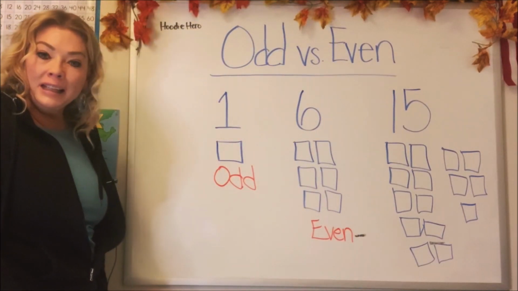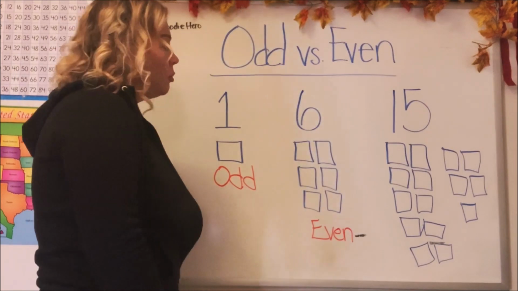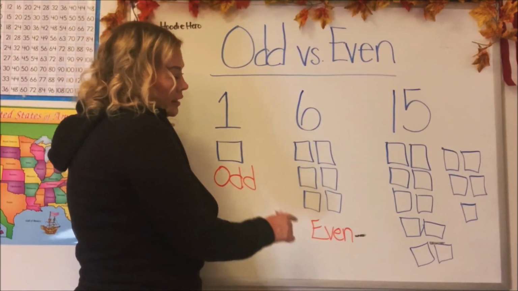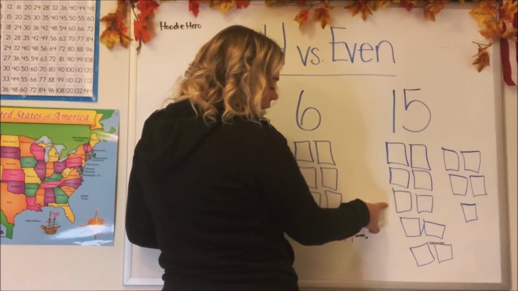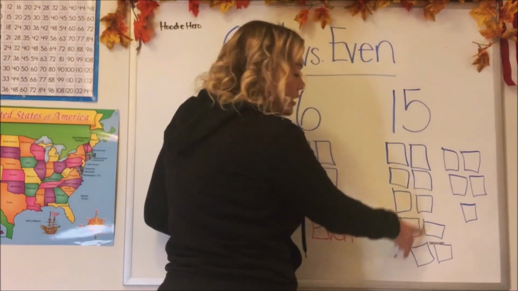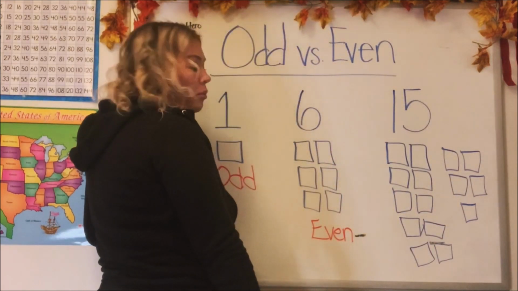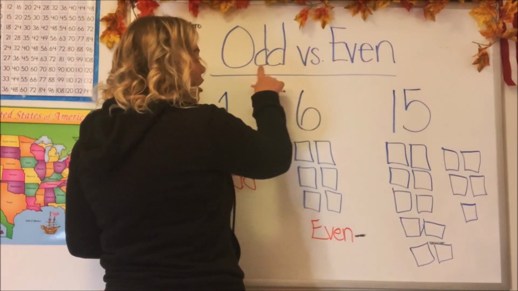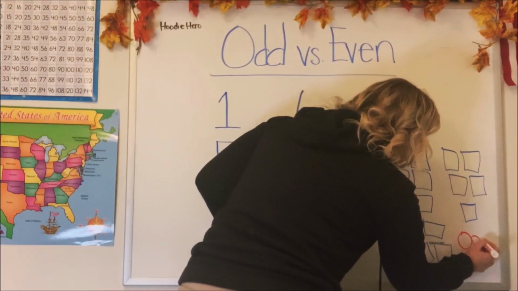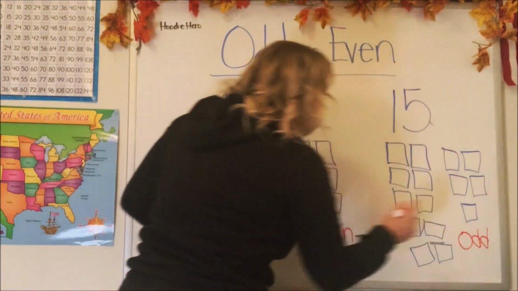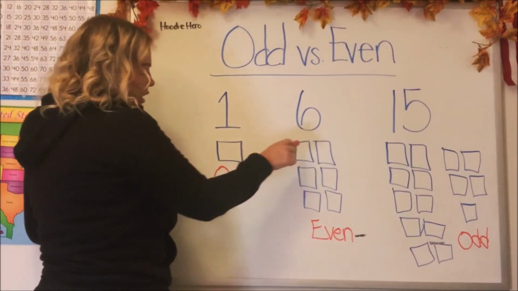Okay, see how easy it is when you have blocks you can look at? Let's look at 15. That was a lot of blocks I had to draw. Does every block for the 15 have a friend? Yes, yes, yes, yes, yes, yes, yes. No. So all the blocks don't have a friend. Is it even or odd, guys? It's odd.